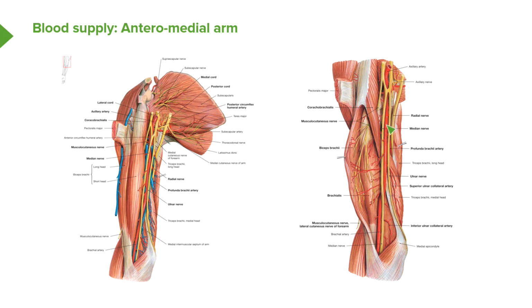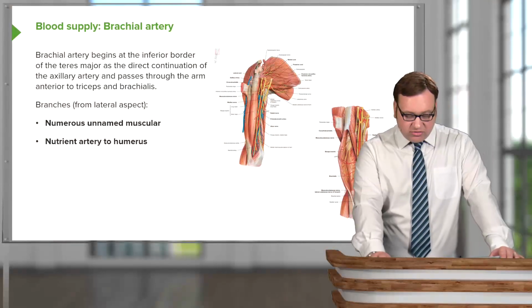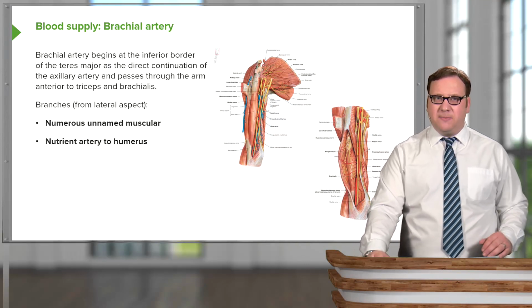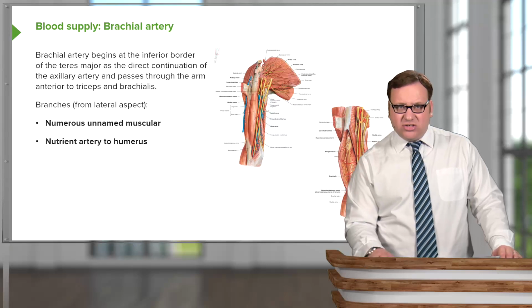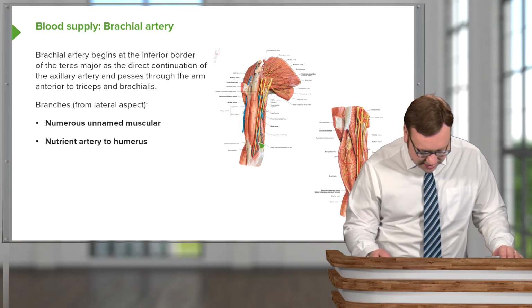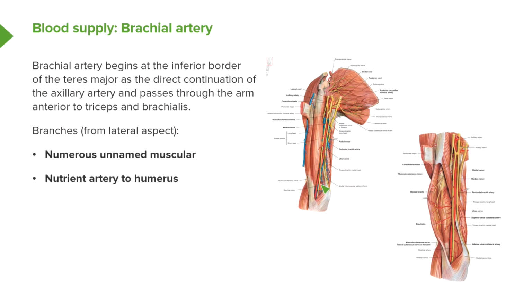We can see the brachial artery here running alongside the median nerve, and we can see various muscular branches going towards brachialis and biceps. So the brachial artery begins at the inferior border of teres major. Like I said, a direct continuation of the axillary artery. It passes through the arm anterior to triceps and brachialis. So it's found in a cleft between biceps brachii and brachialis. So we can just about make out brachialis here, and here we have biceps, and it's running in a cleft between those two muscles. It gives off lateral branches, and these are numerous unnamed branches. These are the ones I referred to here, and they go to the muscles of the anterior compartment.